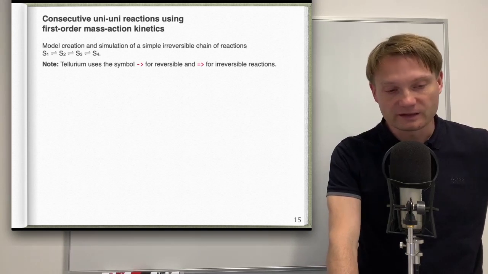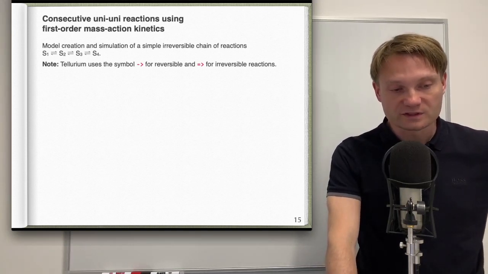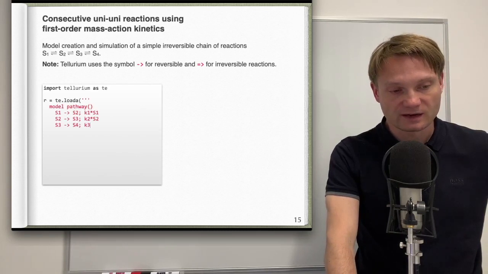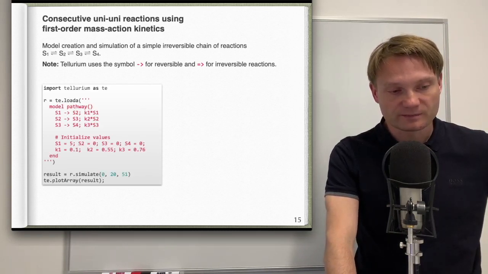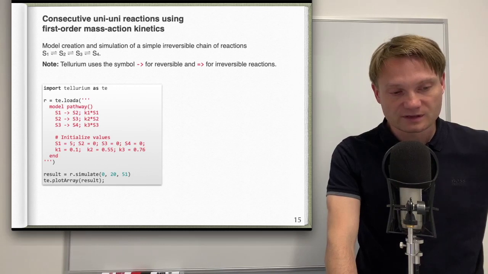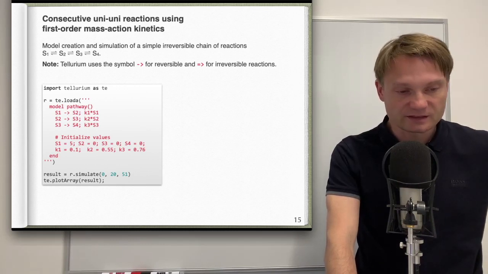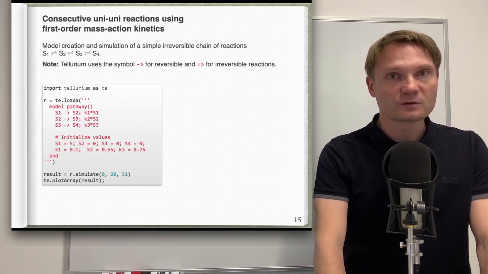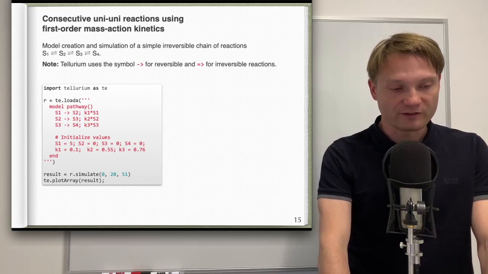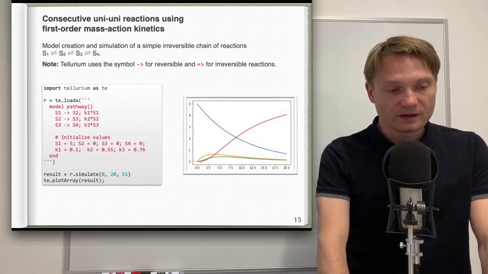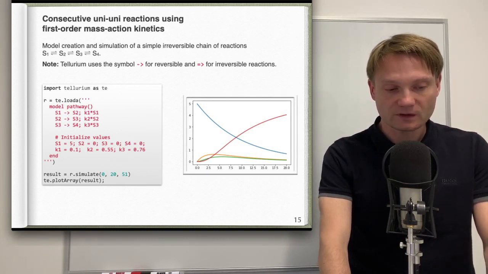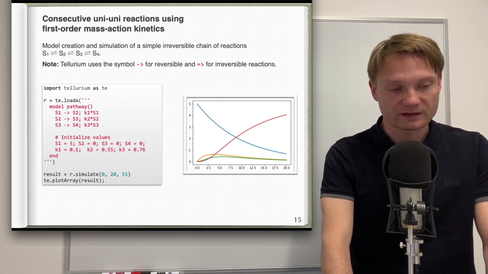Here is now again that hint that Tellurium uses the symbol minus greater than for reversible reactions and equals greater than for irreversible reactions. And there's an example that has now three reactions, and that is specified as a string. So again, that works both in the Antimony standalone and also in the Jupyter notebook in your web browser. And then here in a separate cell, you would specify r.simulate and plot, and then you get that output here.